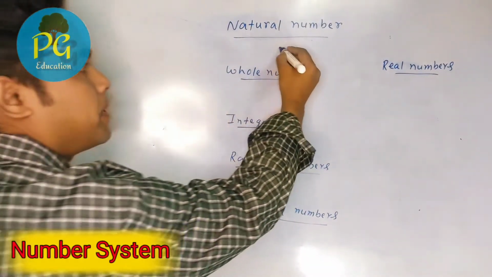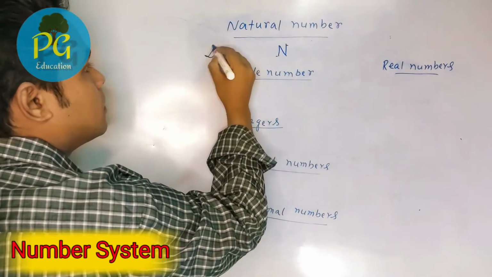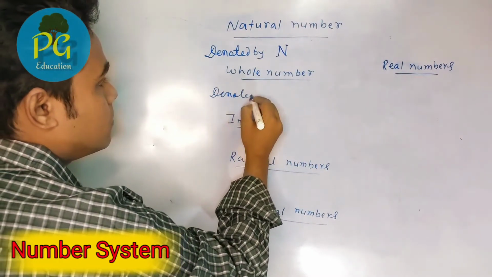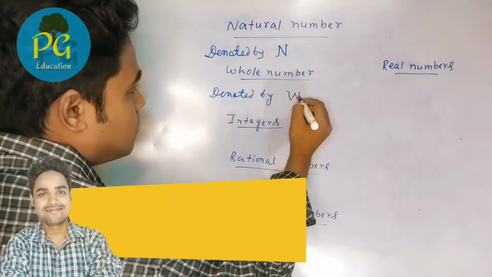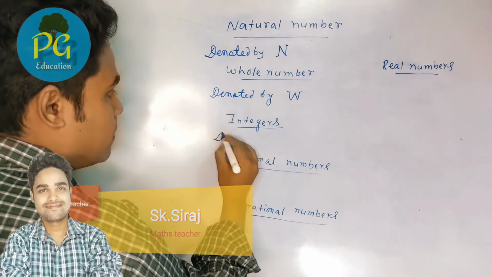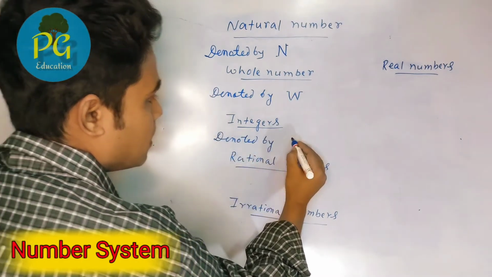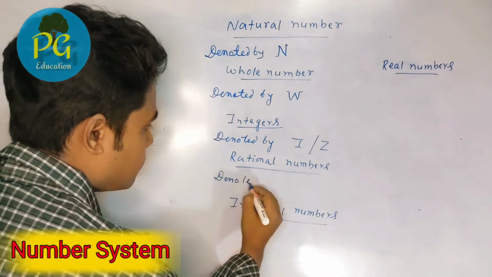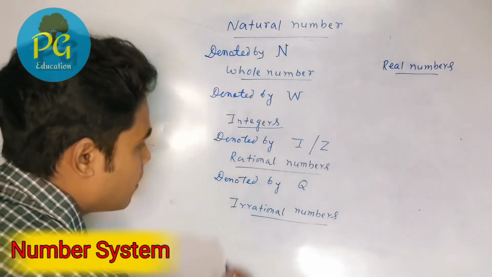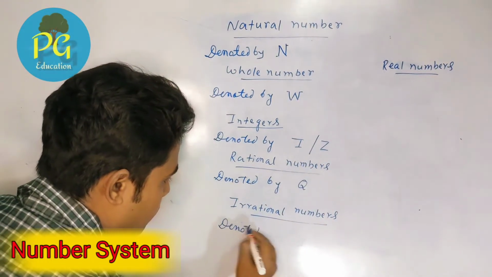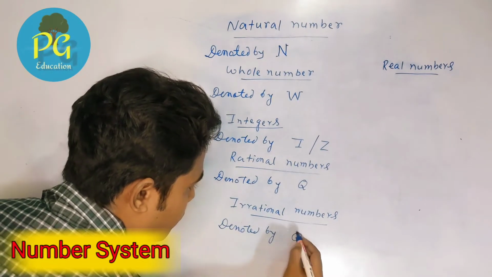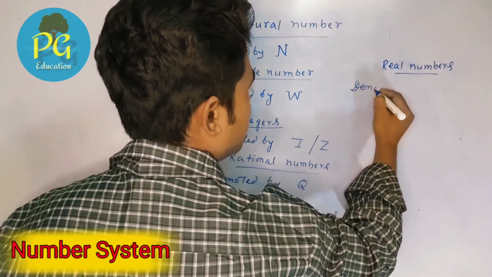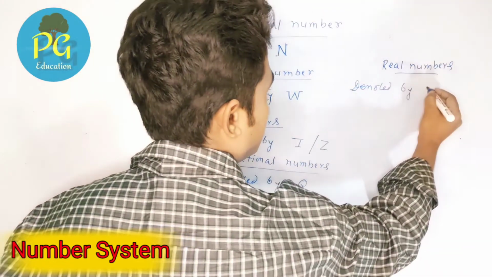Natural numbers are denoted by capital N. Whole numbers are denoted by capital W. Integers are denoted by capital I or capital Z. Rational numbers are denoted by capital Q. Irrational numbers are denoted by capital Q bar, and real numbers are denoted by capital R.